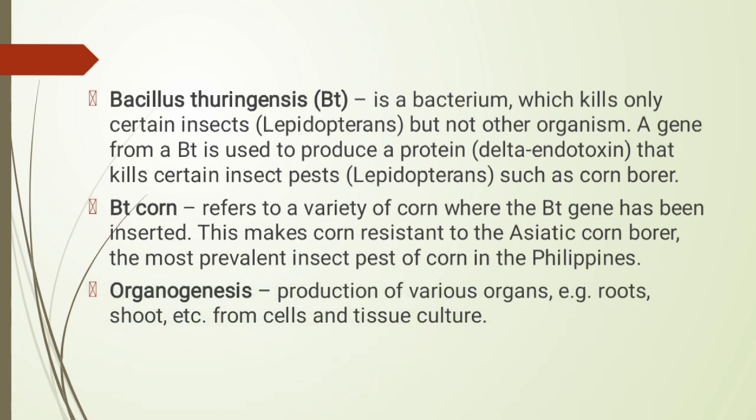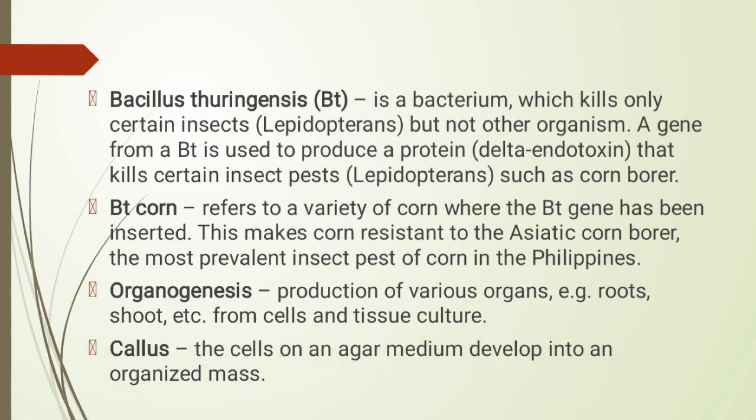Next one is organogenesis. It is the production of various organs, roots, shoots, etc. from cells and tissue culture. Next is callus. The cells on an agar medium develop into an organized mass.